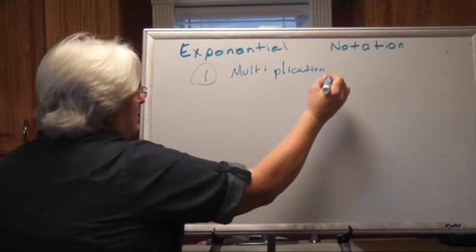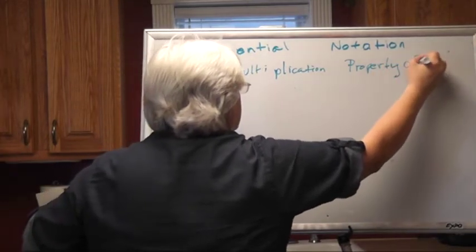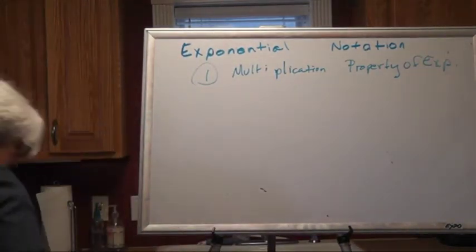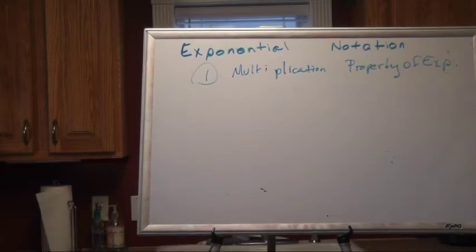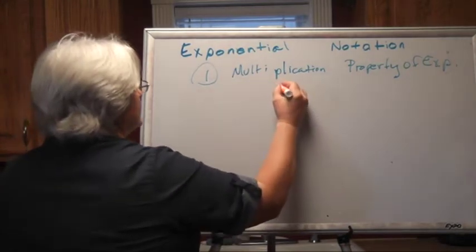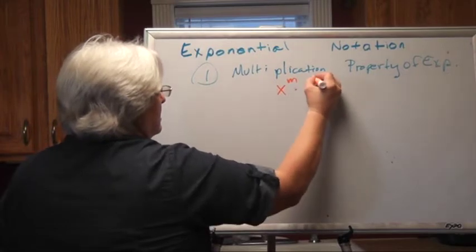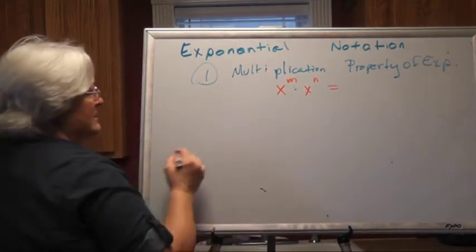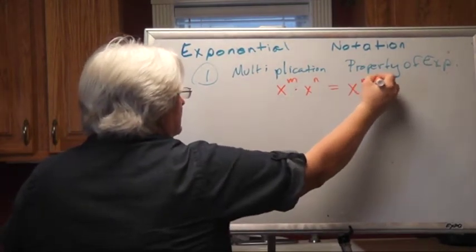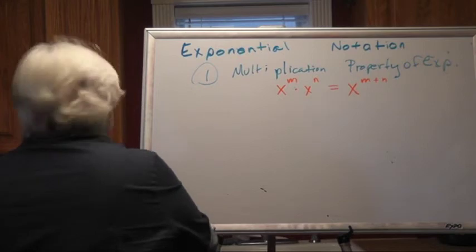Multiplication property of exponents. And this tells us that when we are multiplying together exponential expressions that have the same base, the shortcut way of writing this is the base remains the same and you add the exponents. Hang in there with me. Don't freak out. I'm going to show you what this means.